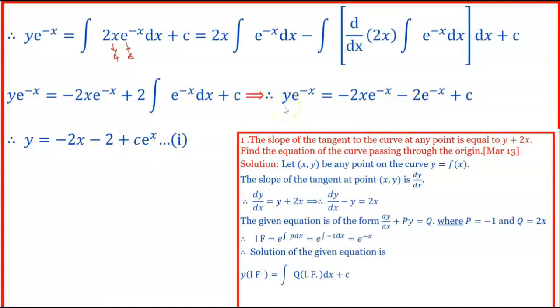If we divide this whole equation by e raised to minus x, here e raised to minus x will get cancelled. You will get y. Again, minus 2x into e raised to minus x, if you divide by e raised to minus x, will get cancelled. You will get minus 2x. Next, minus 2 into e raised to minus x, divided by e raised to minus x, again gets cancelled. You will get minus 2 plus c upon e raised to minus x. If you take e raised to minus x to the numerator, it will become plus, and then you will get c into e raised to x. Okay, and this is the solution, number 1.